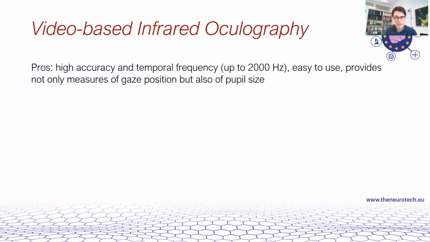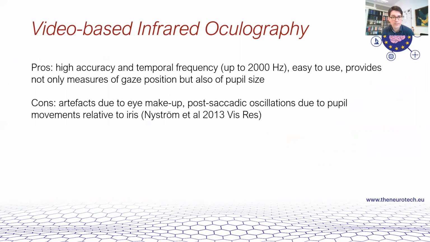Now, some of the advantages of this method are its high accuracy, its excellent temporal resolution, up to 2000 Hertz. It's relatively easy to use. It provides not only measures of gaze position, but typically also of pupil size, because the pupil is tracked as one of the 2 signals in this method. Some of the disadvantages include that there may be artifacts due to eye makeup, and then there's something called post-saccadic oscillations, and these are really due to pupil movements relative to the iris.